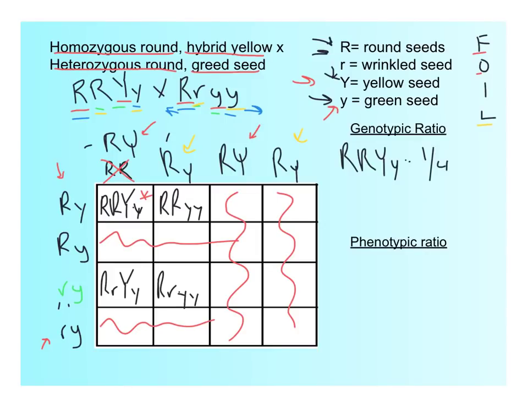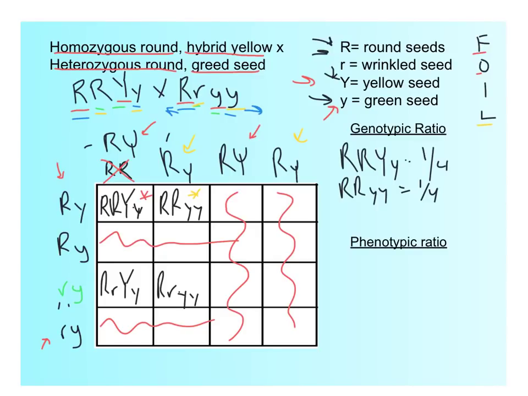The next one is this guy. Let's see how many of these we got. Big R, little Y, little Y. So big R, little Y. How many of those we got? I see one. One out of four have the genotype of big R, little Y, little Y.